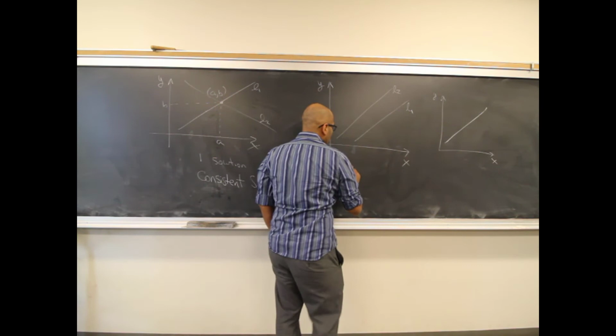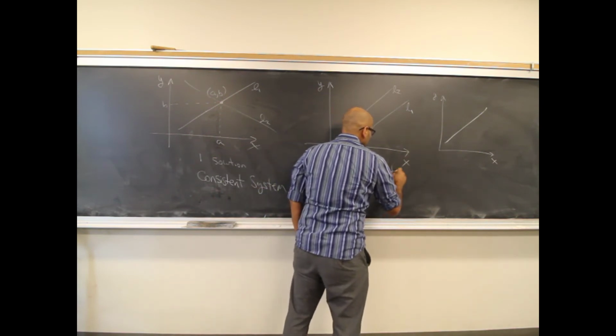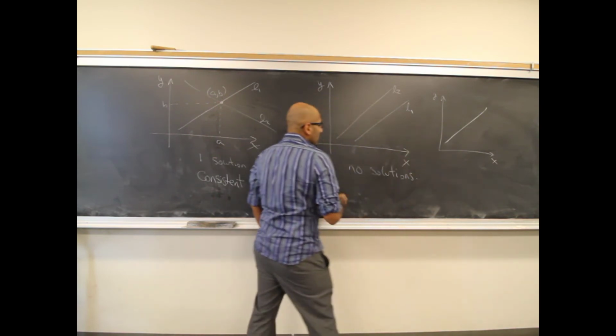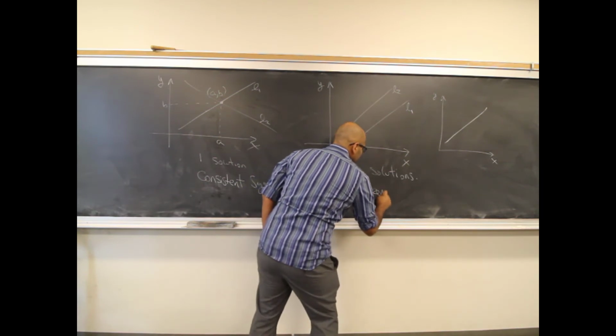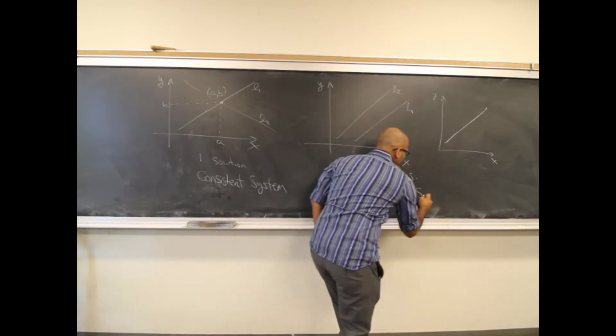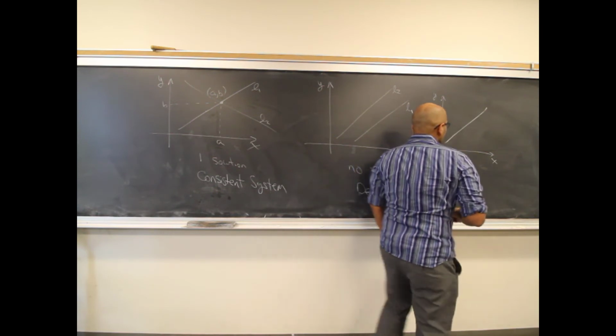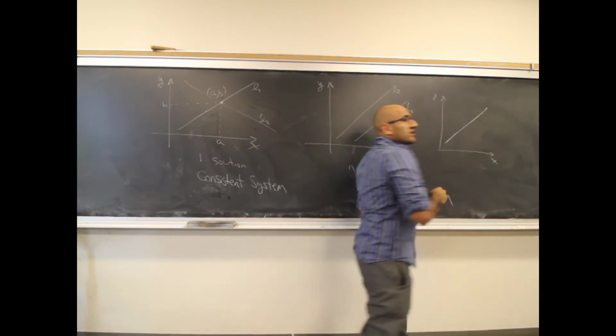And then in this case, there are no solutions. And we call this a dependent system. And then in the last case, they touch everywhere.